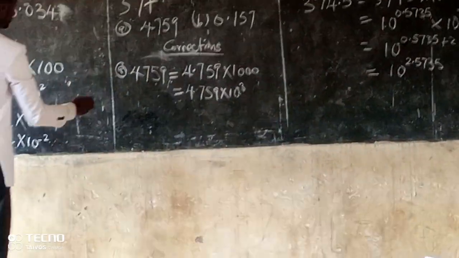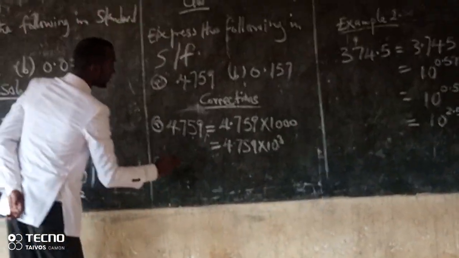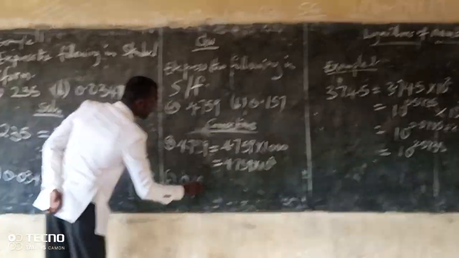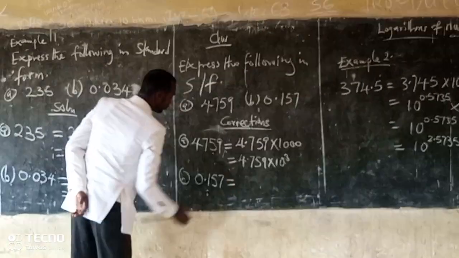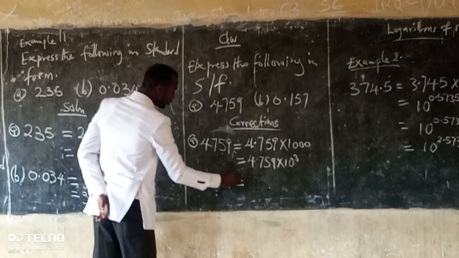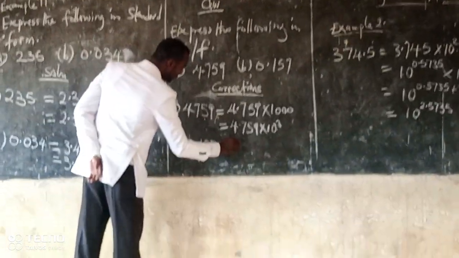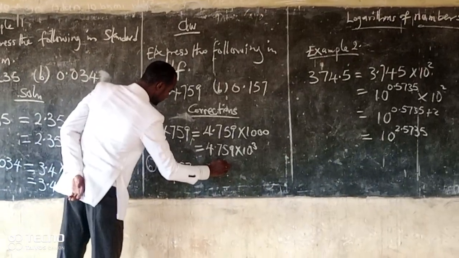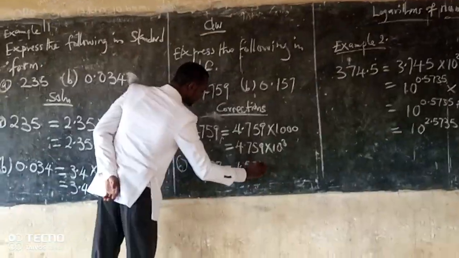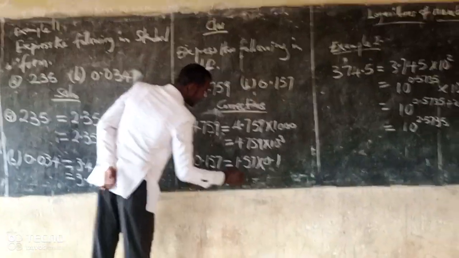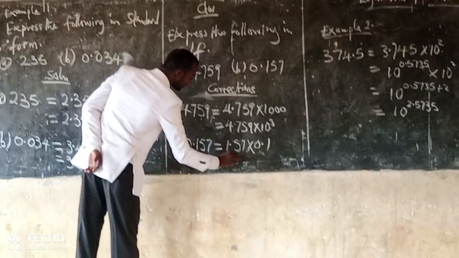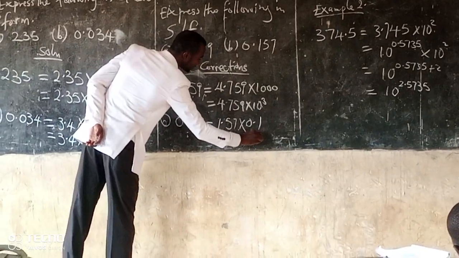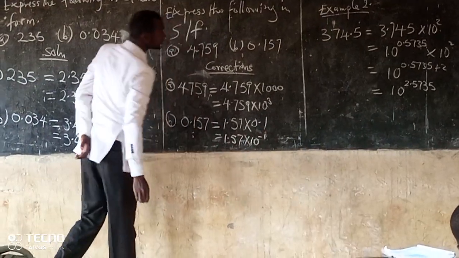And the second one is 0.157, which is equivalent to moving the point forward to become 1.57 times 0.1, which is equal to 1.57 times 10 to the power -1. Good.